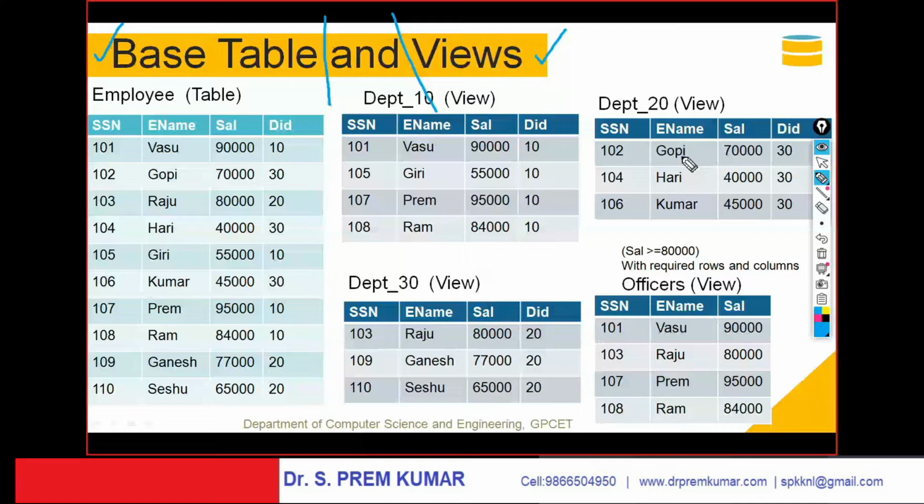Now you observe here, I am creating a table called employee table. In this employee table, you have different employees. Employee number 101, Vasu belongs to 10th department. Gopi belongs to 30th department, Razu 20th, Hari 30th, Giri 10th, Kumar 30th, Prem 10th, Ram 10th, Ganesh 20th, and Seshu 20th department. These are all the employees who are working for various departments.